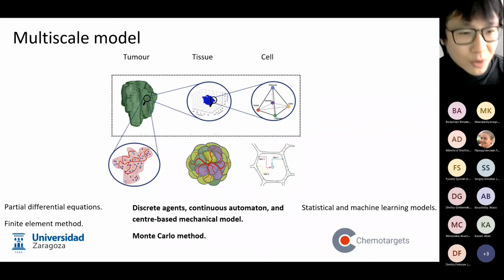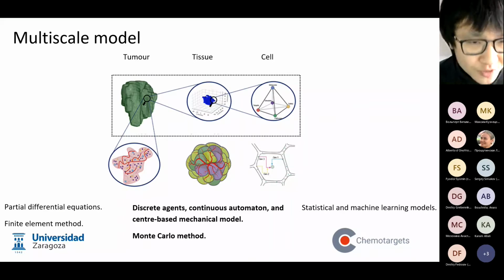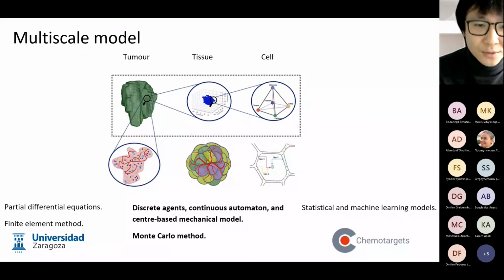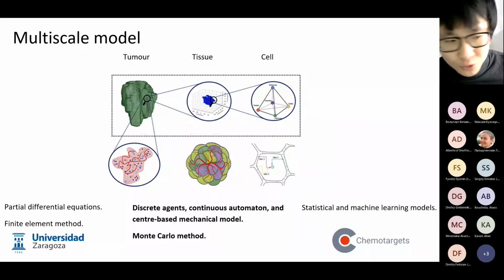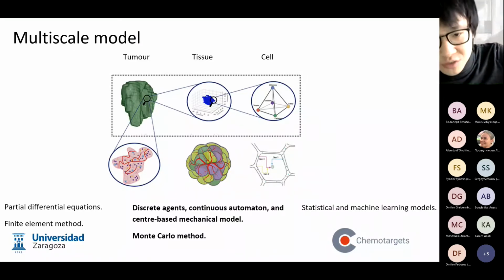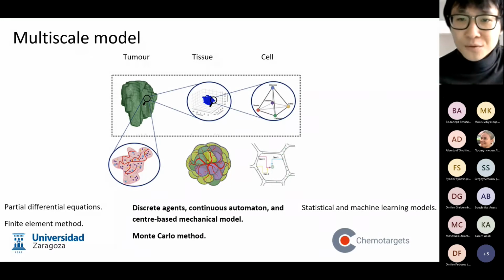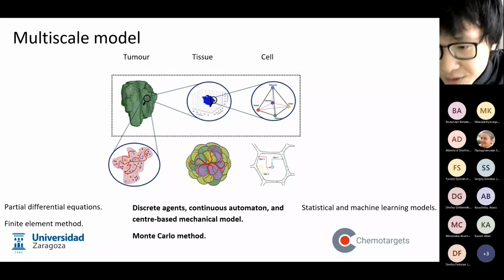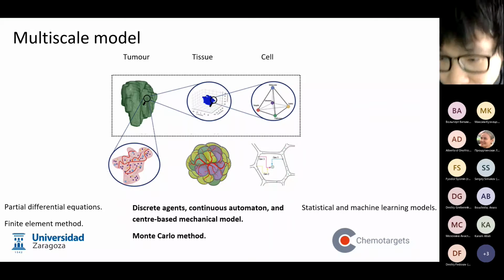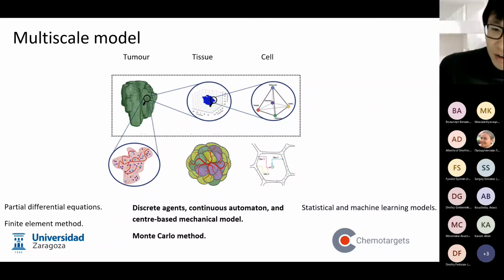My colleagues in Zaragoza use partial differential equations to model the tumor scale. At the University of Sheffield, we combined discrete agents, continuous automaton, and center-based mechanical model to study multicellular interactions in patches of the tumor. And each of the cells is informed by a subcellular model developed by a pharmaceutical company called Chemotargets, and they use machine learning to do it.